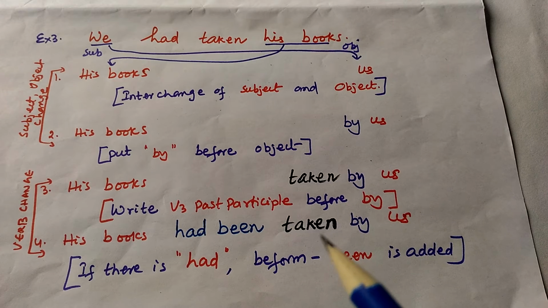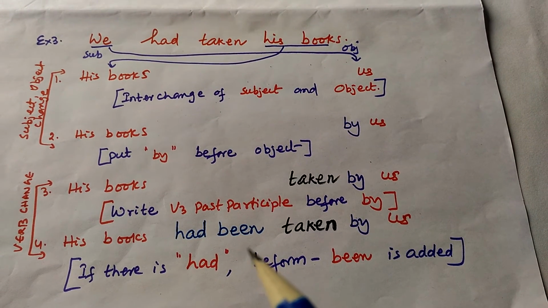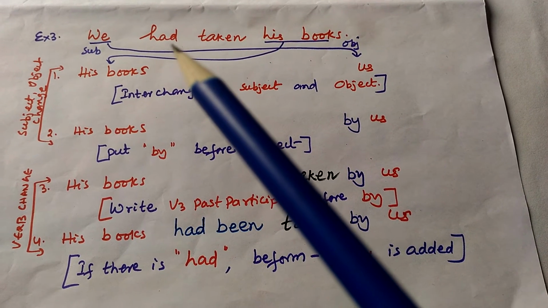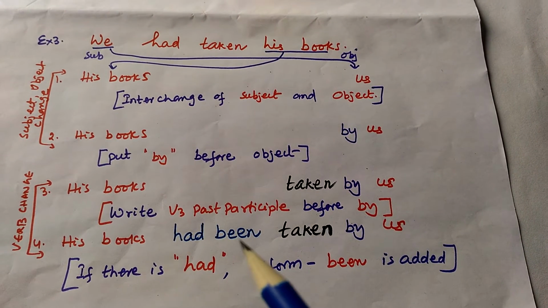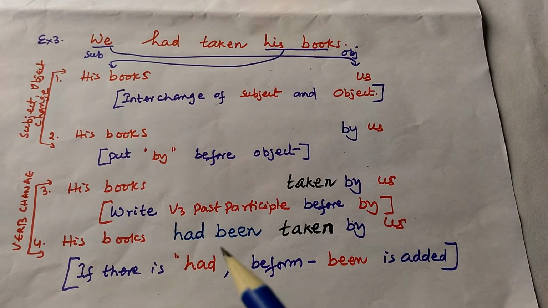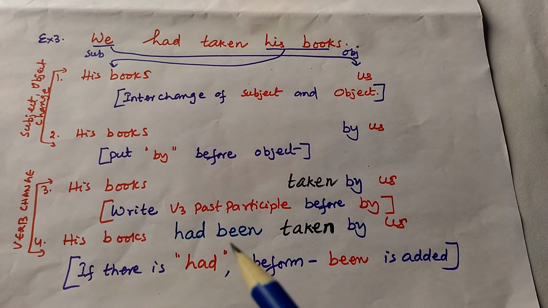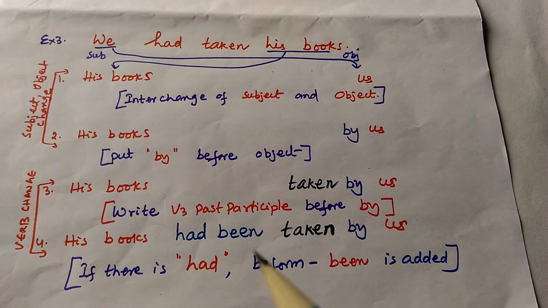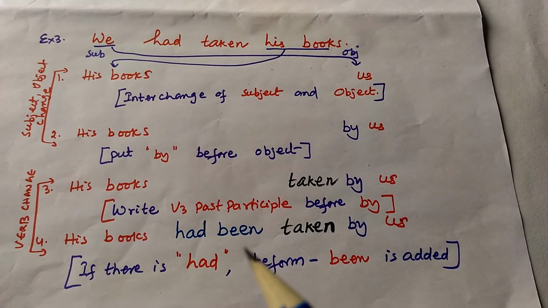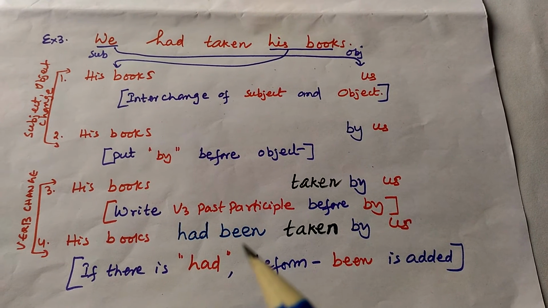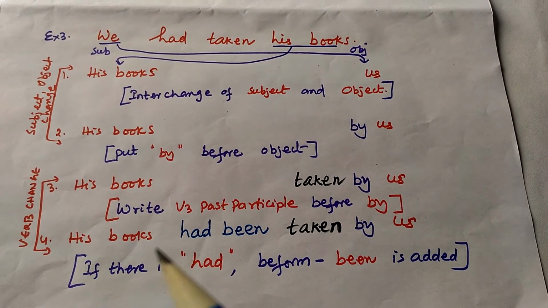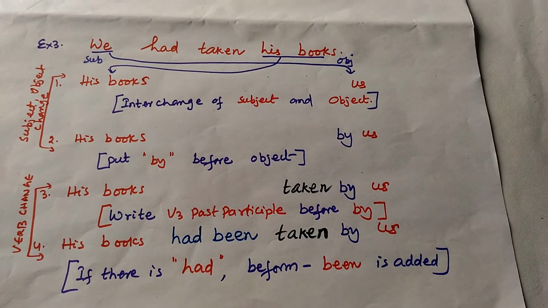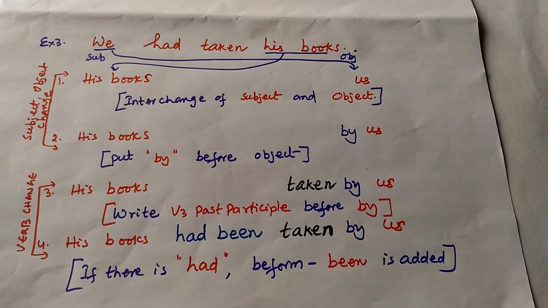And next, we have to add a be form to the helping verb. Here the helping verb is had. So to this had, the appropriate be form, been, is to be added. So we have written had been. So in the question, when we have the helping verb had, we have to add been to it. And by doing so, we get the answer: his books had been taken by us. Let us see another example.